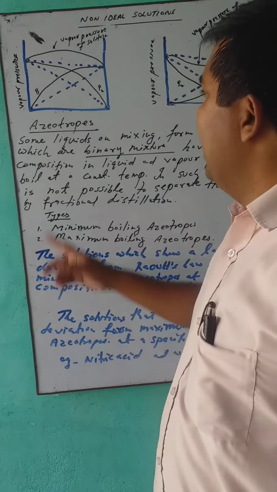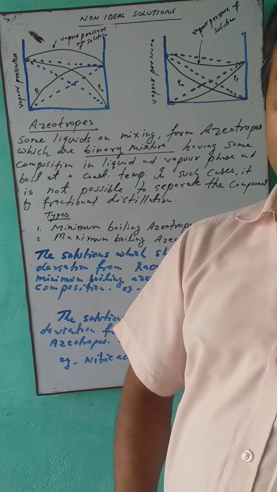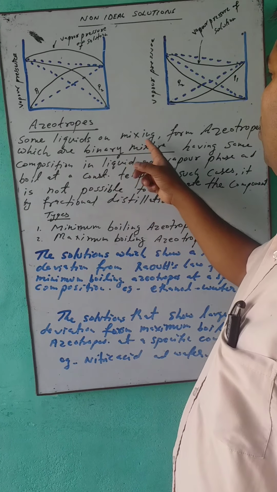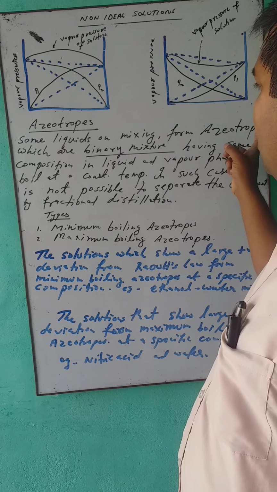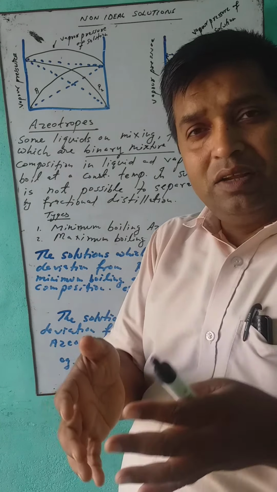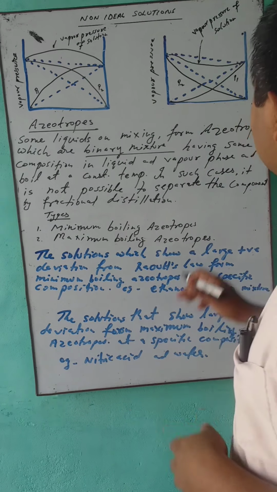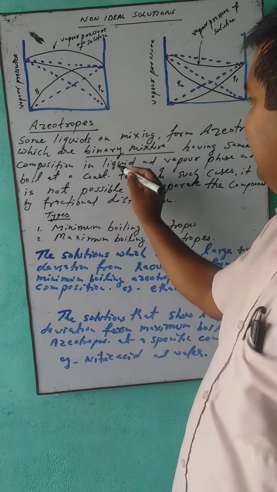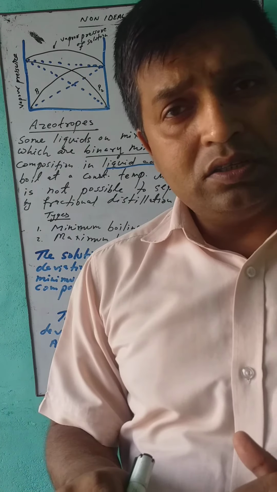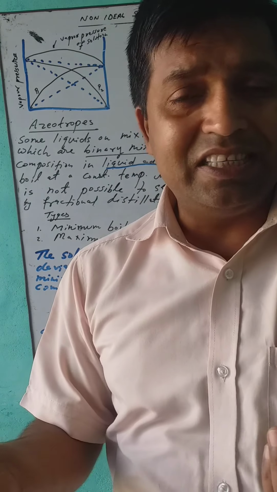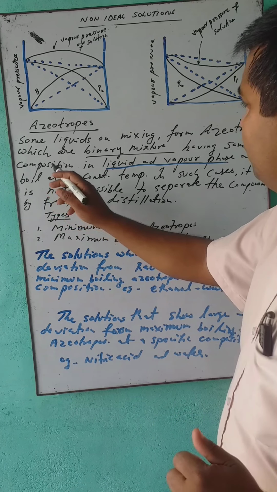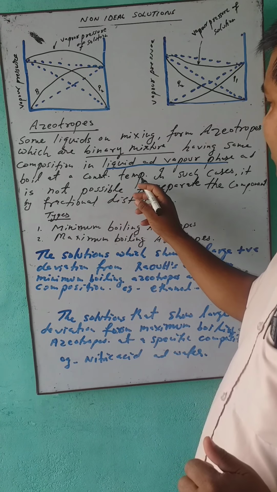They are called azeotropes. So, what are azeotropes? Some liquids on mixing form azeotropes, which are binary mixtures. Means some solutions are binary mixtures, they form azeotropes. How? Having the same composition in liquid and vapor. In the vapor phase and in the liquid phase, the same interaction, same composition, and they boil at constant temperature.